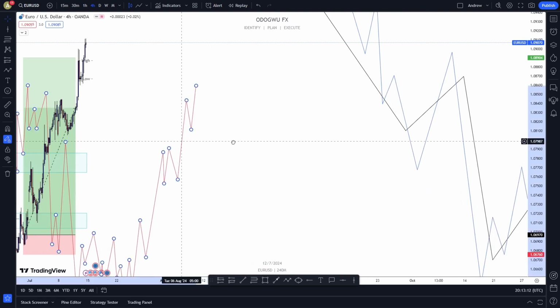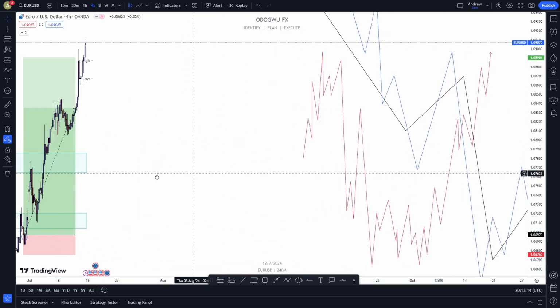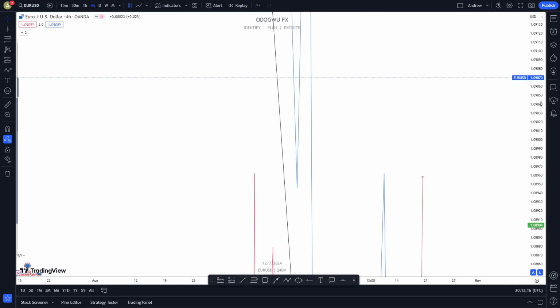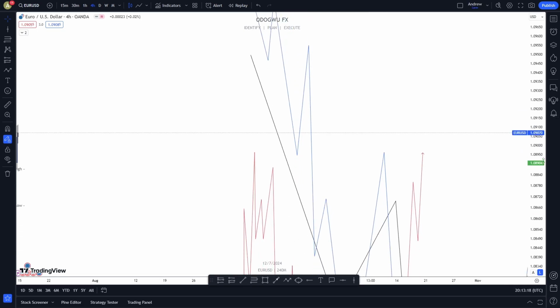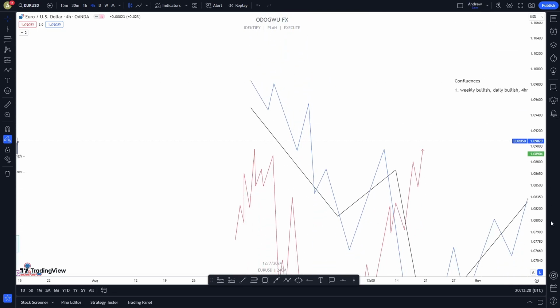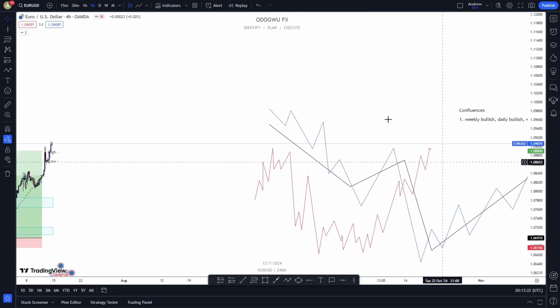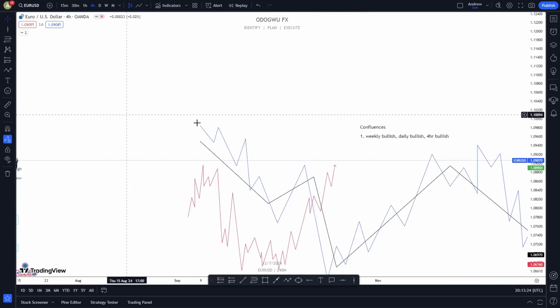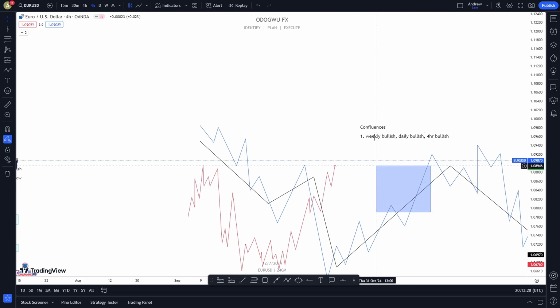So if I have to put this into this price action, I believe it should be the area. Let's move this.